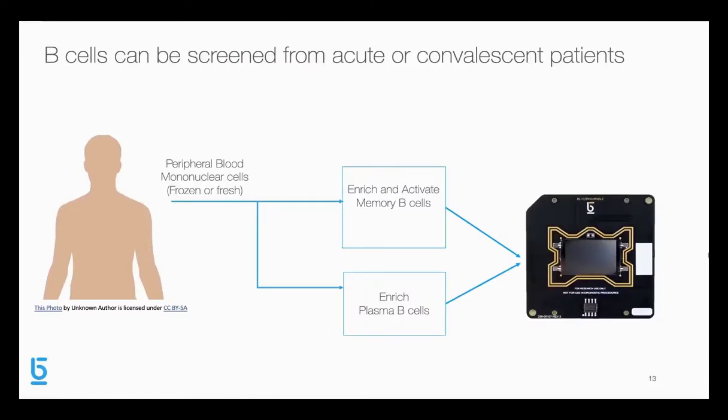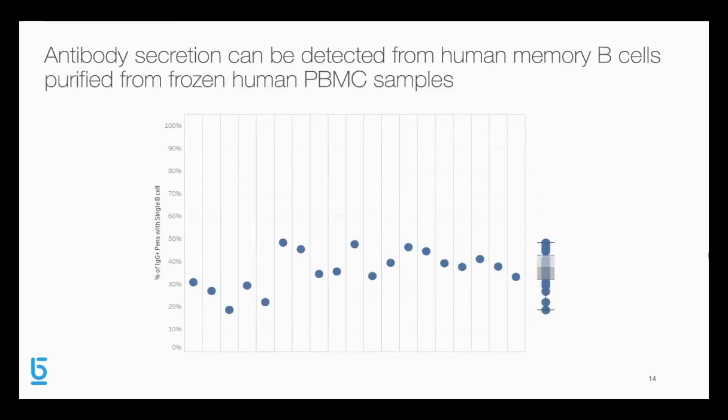In a pandemic situation, there is often little control over the available patient samples. Opto B cell discovery enables screening of B cells from acute or convalescent patients. Plasma B cells can be enriched from fresh PBMCs obtained from acutely infected patients. Alternatively, memory B cells can be enriched from thawed frozen PBMC samples and activated off-chip in tissue culture prior to screening.